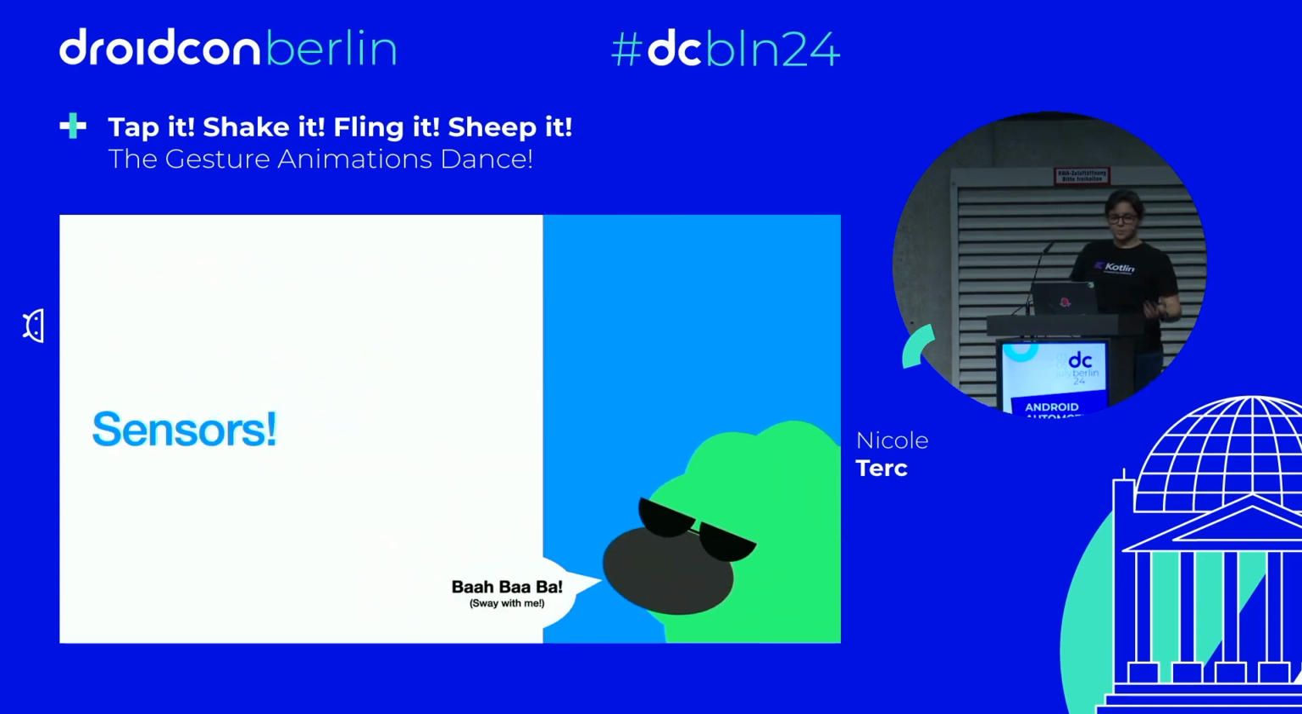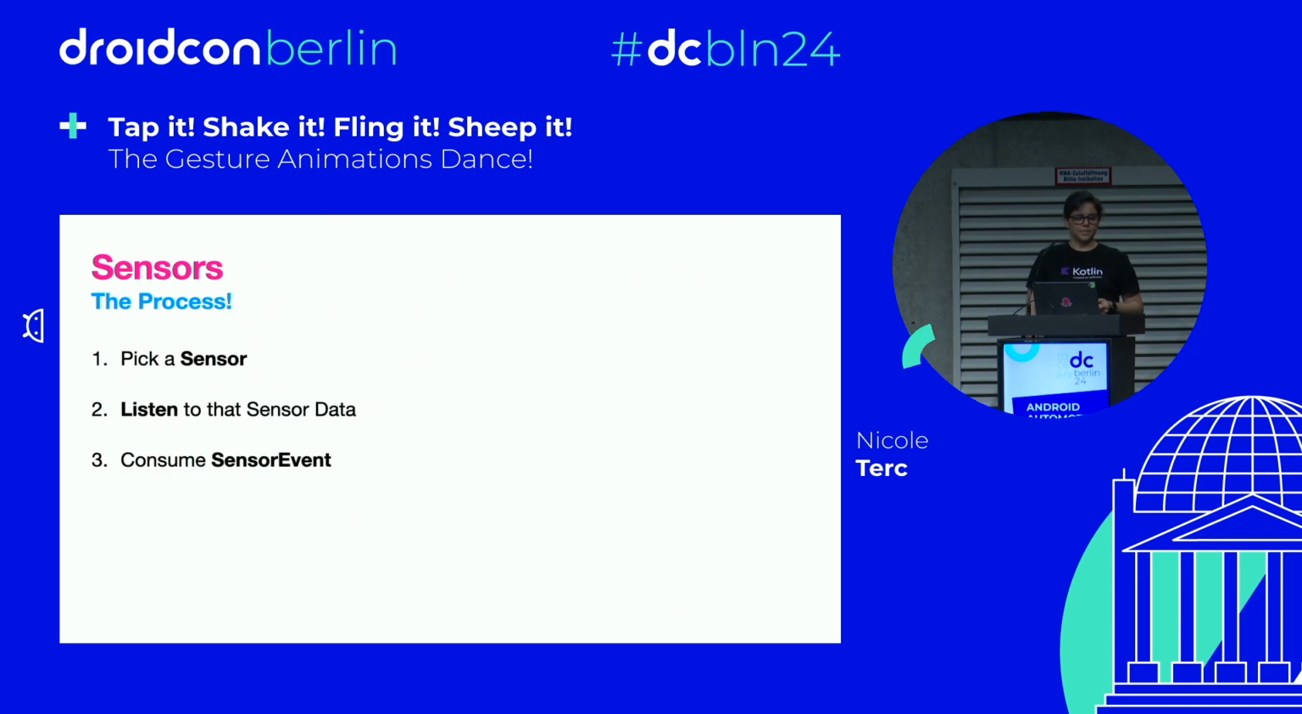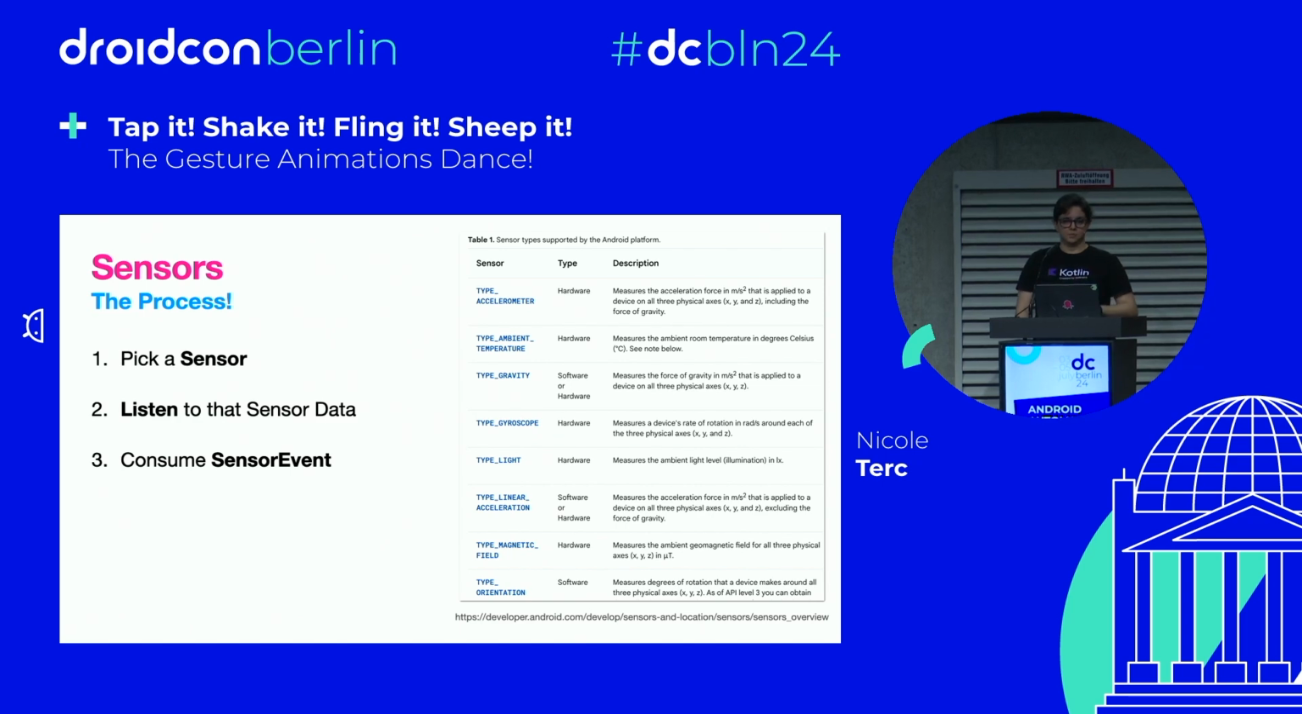Now, whenever you're going to be working with sensors, you will also want to follow a process, which in my case basically involves 3 steps as well. First, I need to pick a sensor, what I'm going to be working with. And don't worry, there are a lot of them, and they're fairly well documented in both Android and iOS. Once you have picked a sensor, you need to start listening to the sensor data it provides. And once you have that, you're basically going to start consuming the sensor events from it.